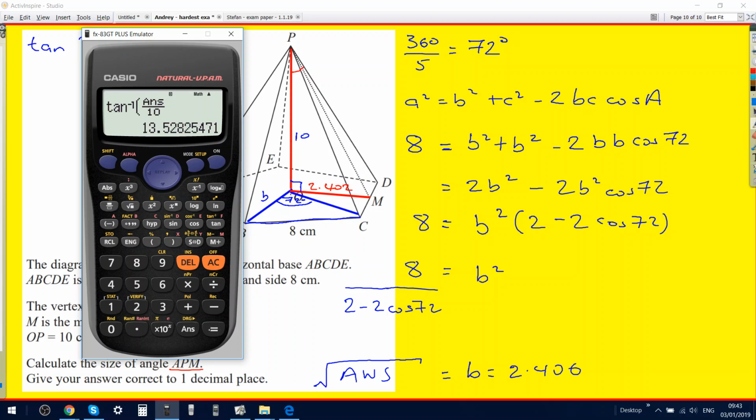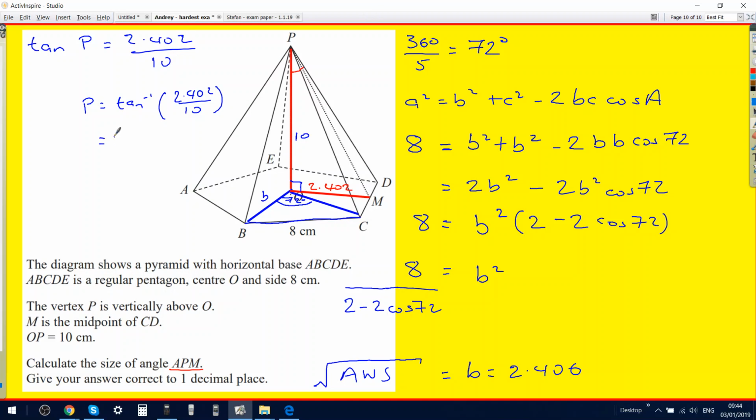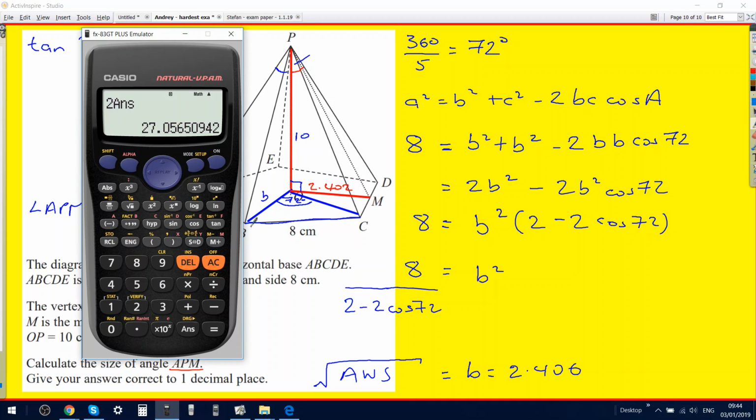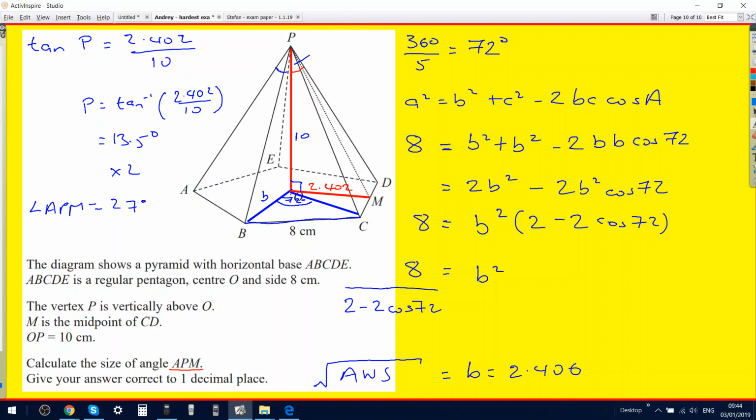Over 10. Let's say 13.5. Okay, so that's that red angle, and we wanted APM. Yeah, that's it. 27.1 degrees. Yeah, so this was a tricky bit.